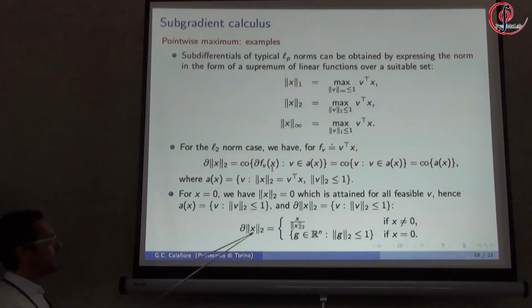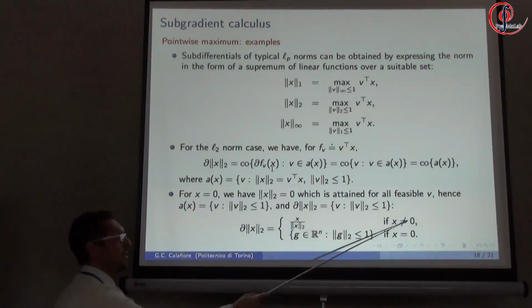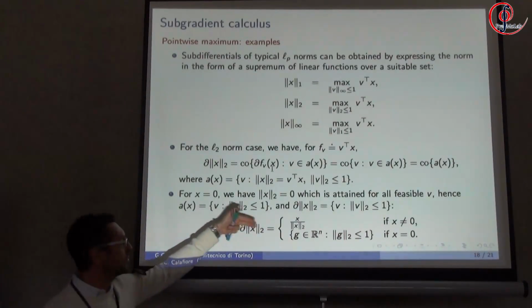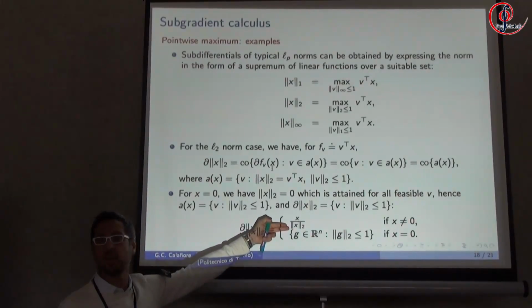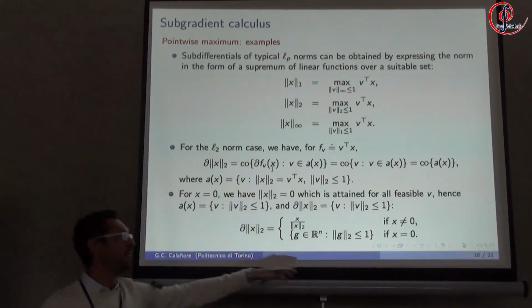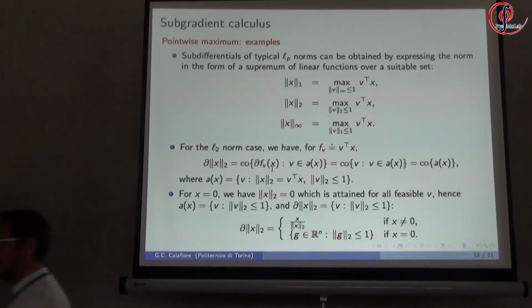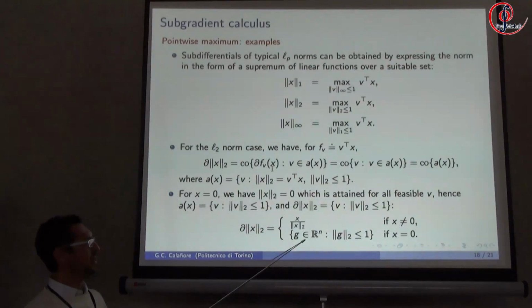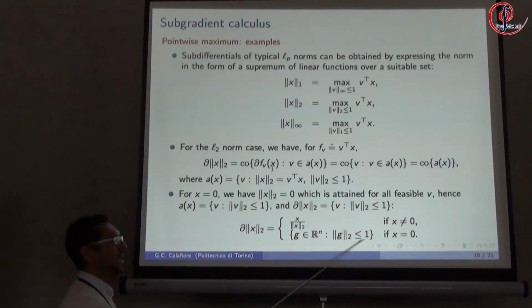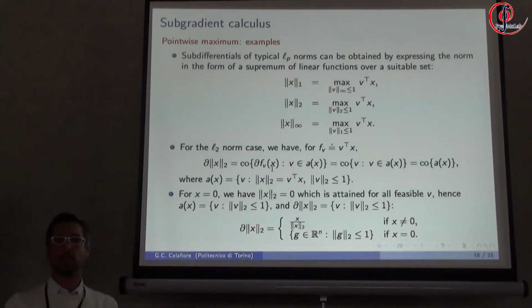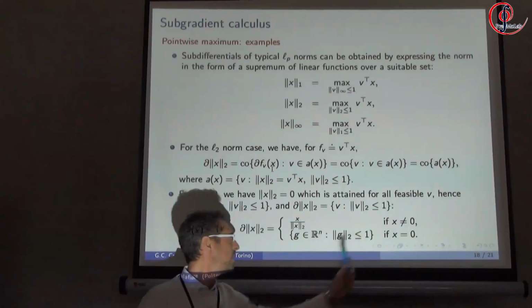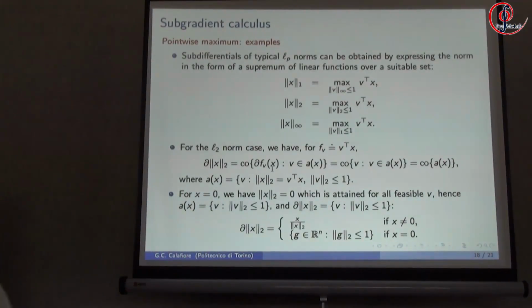And so this gives us an expression for the subdifferential of the 2 norm. So the subdifferential of the 2 norm of x is, well, if x is different from 0, then the 2 norm is differentiable. So we can find the gradient, and the gradient of the 2 norm is x divided by the norm of x, if x is different from 0. But at 0 it is not differentiable, and the subdifferential is just the L2 ball. Any vector such that the norm of this vector is less than or equal to 1 is a subgradient. Okay?